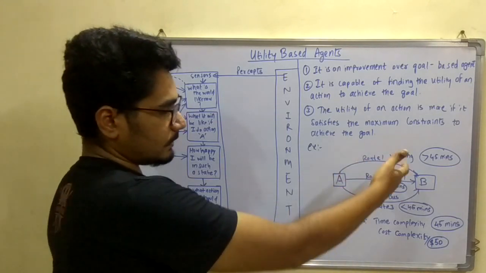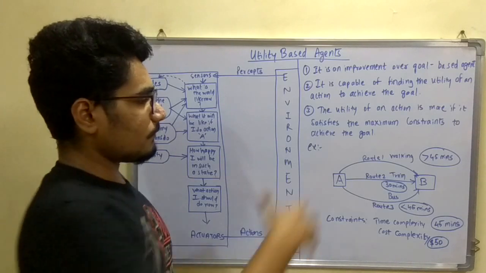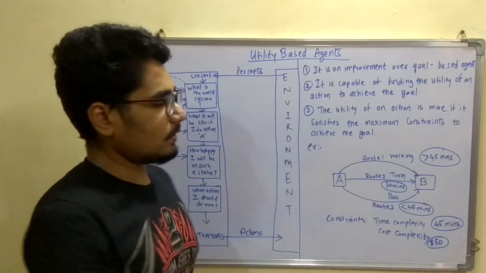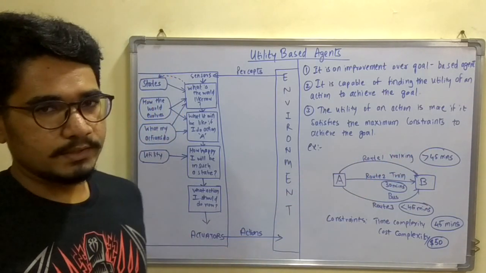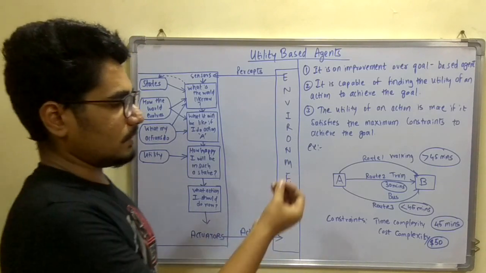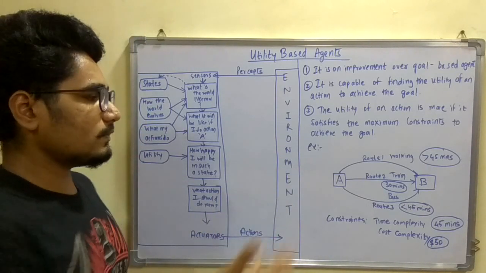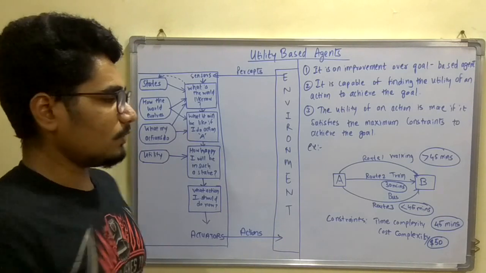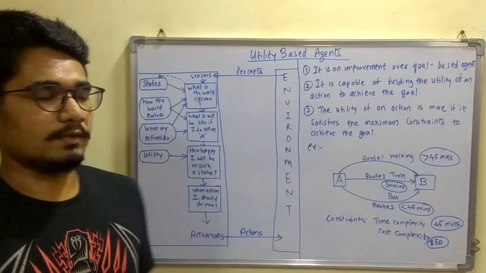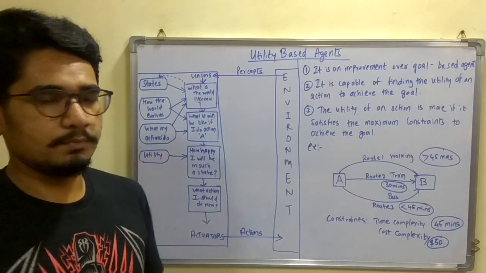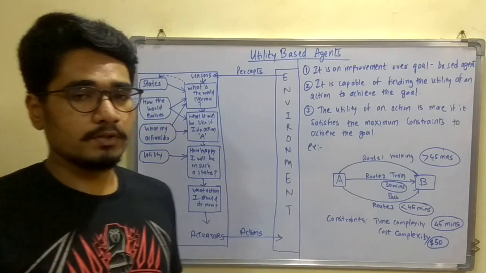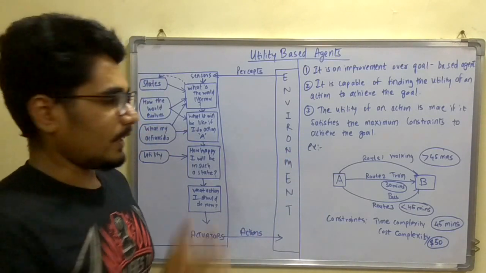So you just cannot consider only one constraint for reaching your destination. Although it can be achieved, that's not the minimalistic or efficient solution for reaching your goal. It means you are not utilizing all your constraints. So that's where the utility based agent comes into the picture. Since you have been given two different constraints, you have to utilize both efficiently.